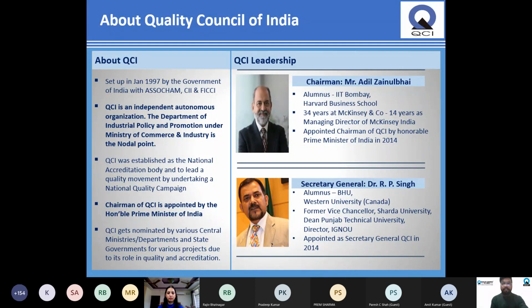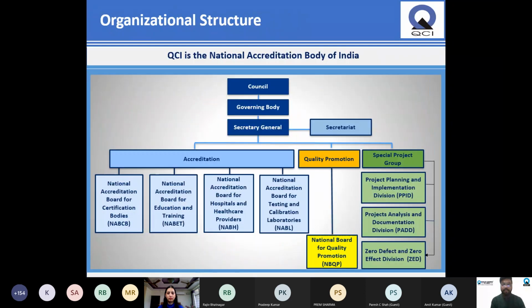QCI has five constituent boards. First, NABCB, National Accreditation Board for Certification Body. Second, NABET, National Accreditation Board for Education and Training. Third, NABH, National Accreditation Board for Hospital and Healthcare Providers. Fourth, NABL, National Accreditation Board for Testing and Calibration Laboratories. Fifth, NBQP, National Board for Quality Promotion. This program is also brought to you by NBQP.